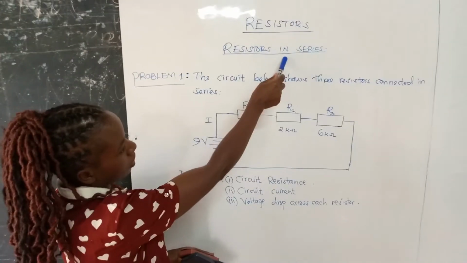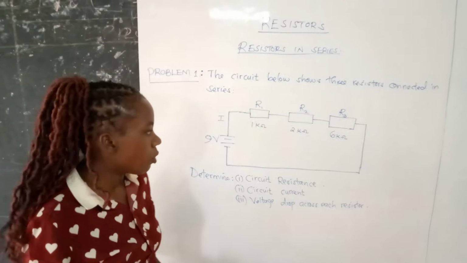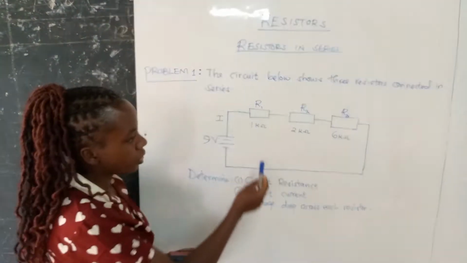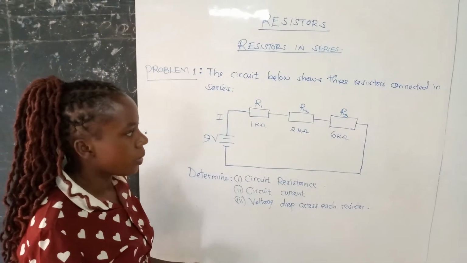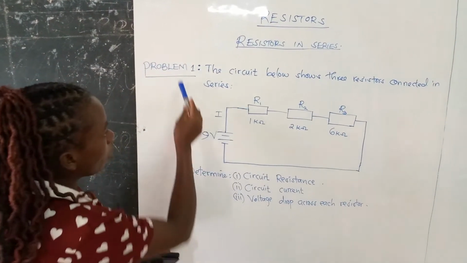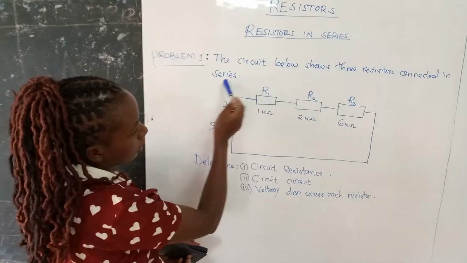Resistors connected in series, and in our previous lesson we derived a formula on how to get the total resistance of a circuit when we have resistors connected in series.